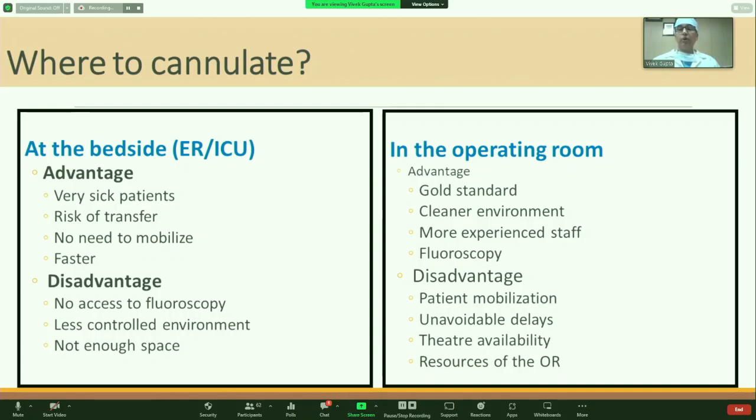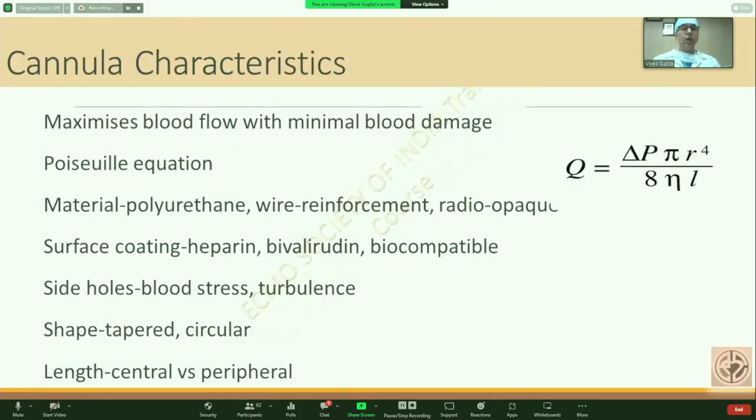However, if we talk about the operating room, it's a cleaner environment. Staff is very experienced in surgical procedures. You can get fluoroscopy. But again, the issue is unnecessary delay. If the theater is not available, then you just keep waiting for it. And it is definitely resource intensive, because once you take the patient to the theater, a lot of resources are involved.